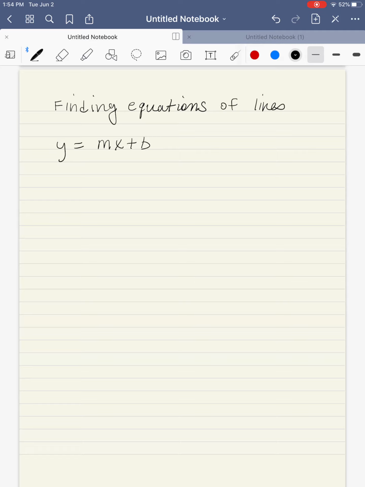And one of the main reasons that we're going to do that is that if we can write it as y equals mx plus b, remember y is the same thing as f of x. So we can write it in function form. And that makes it easy if I have an input x to find my output y.